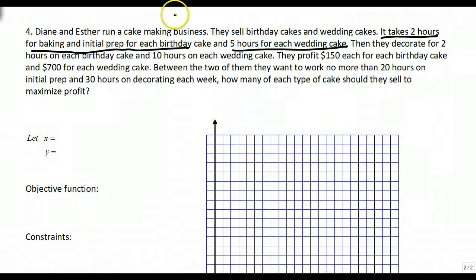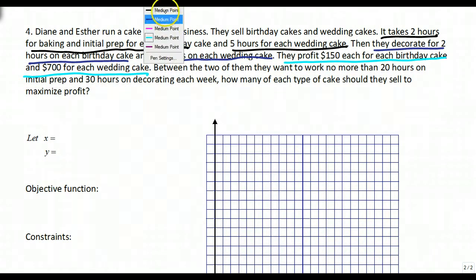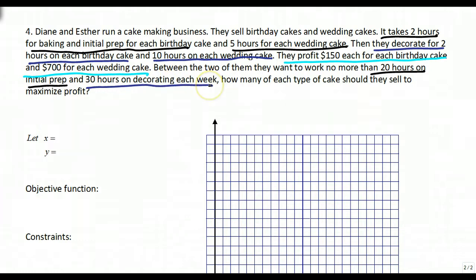And I'm going to change colors and I'll show you why in a second. Then they decorate for 2 hours on each birthday cake and 10 hours on each wedding cake. They profit $150 for each birthday cake and $700 for each wedding cake. And then between the two of them, they want to work no more than 20 hours on initial prep and 30 hours on decorating each week. How many of each type of cake should they sell to maximize profit?